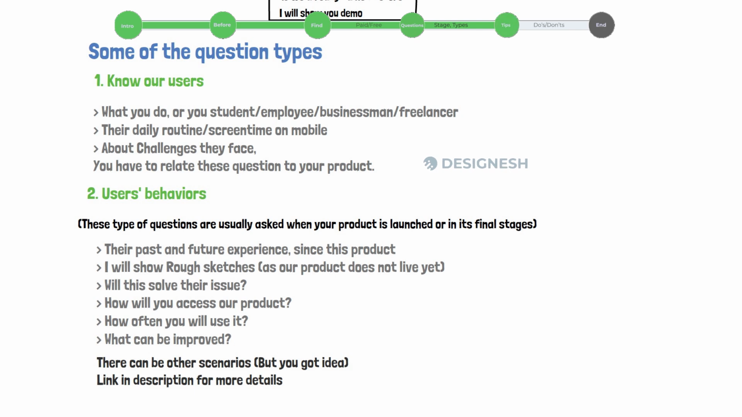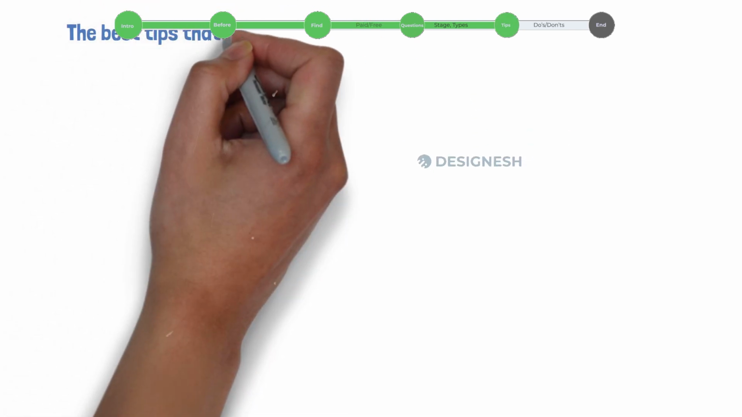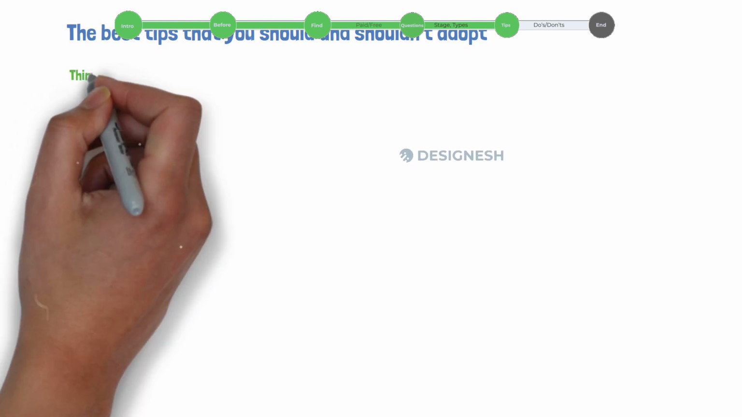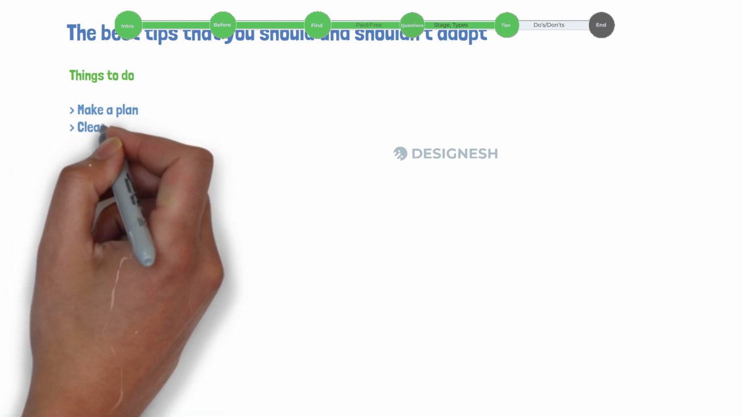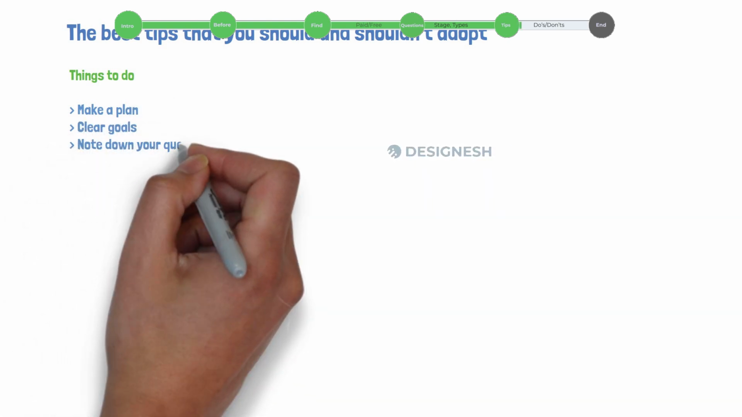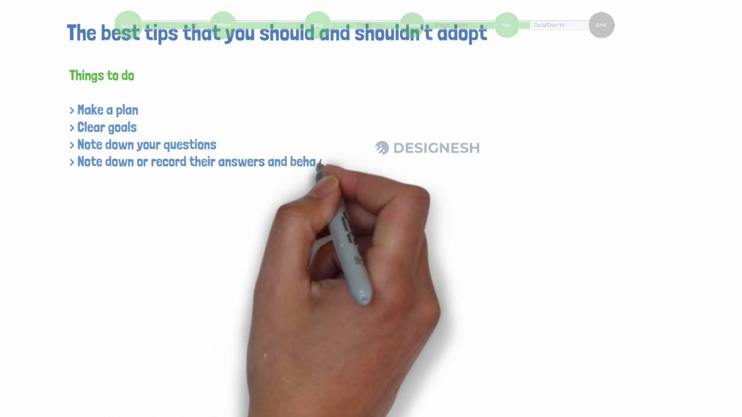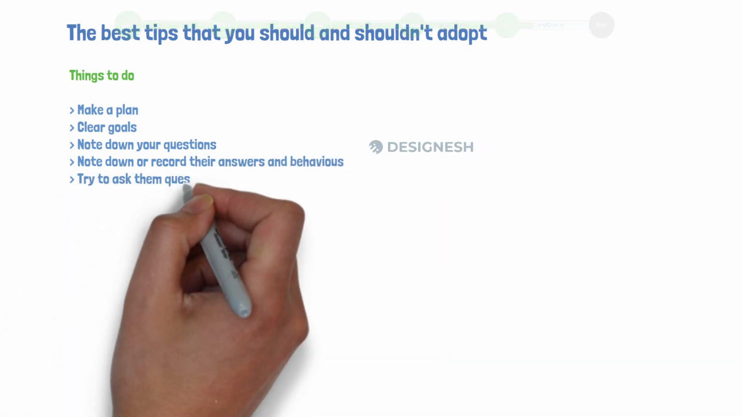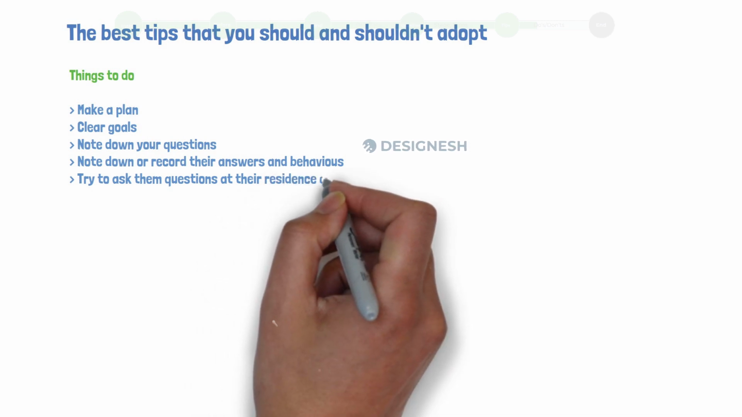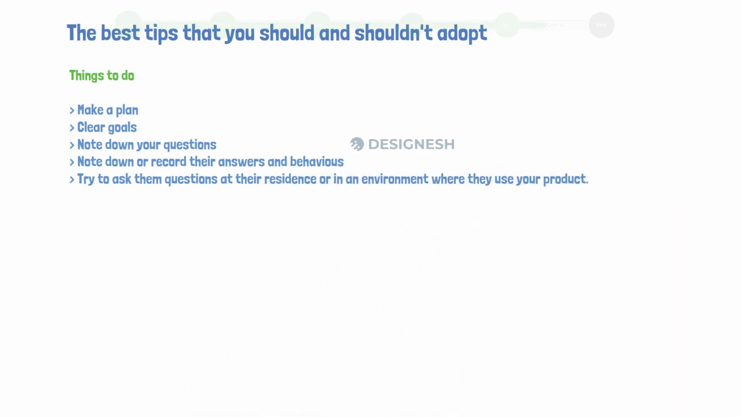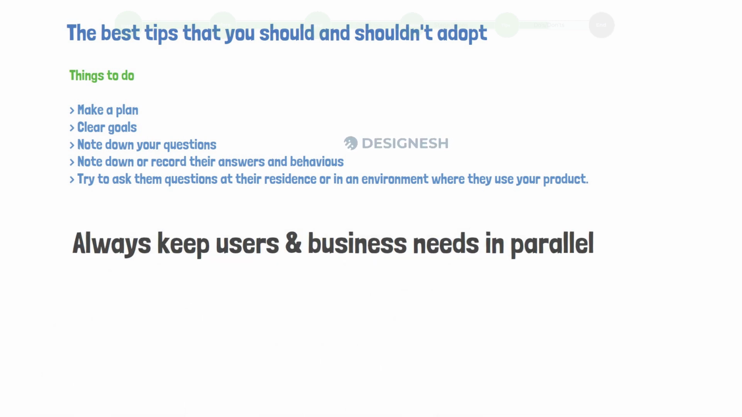Now I'm going to tell you the best tips that you should and should not adopt. First, we will go for the things that we should do. We should make a plan before the interview, clear our goals, note down our questions before the interview, and note down or record their answers and behaviors. Try to ask them questions at their residence or in an environment where they will use your product. Always keep user and business needs in parallel.